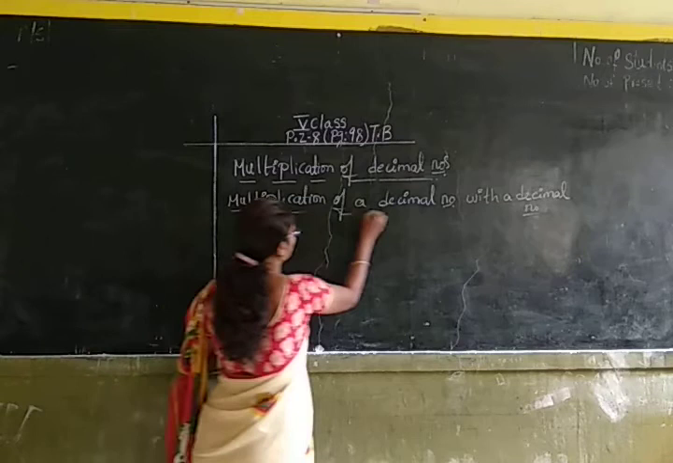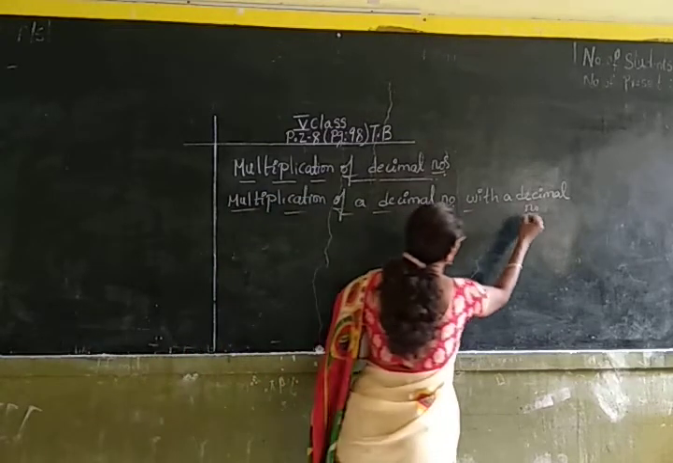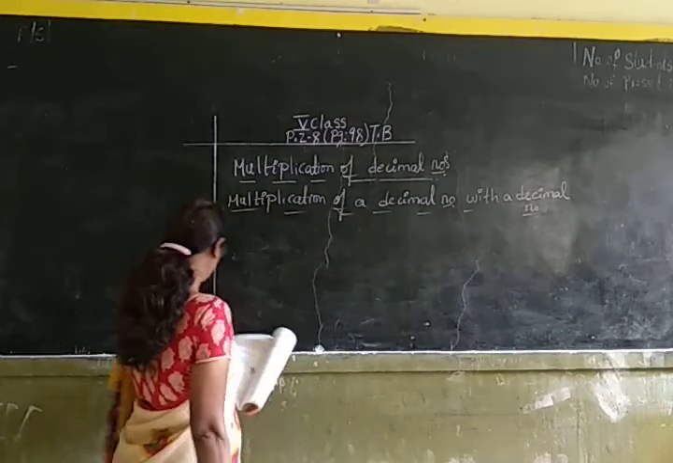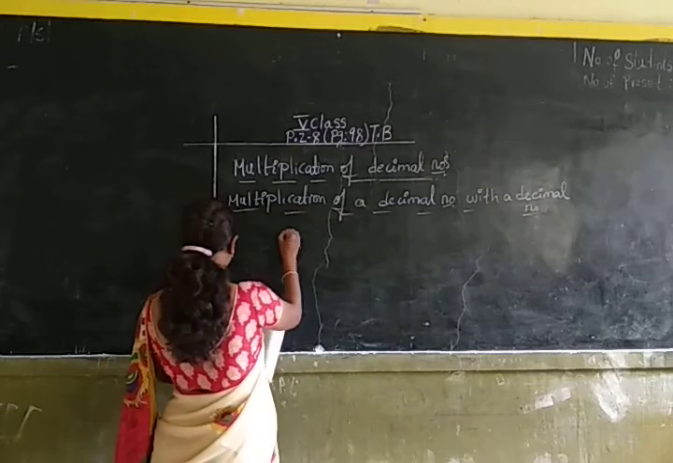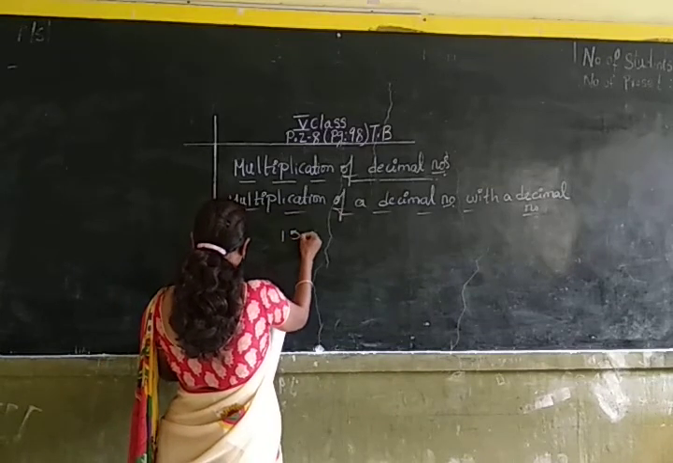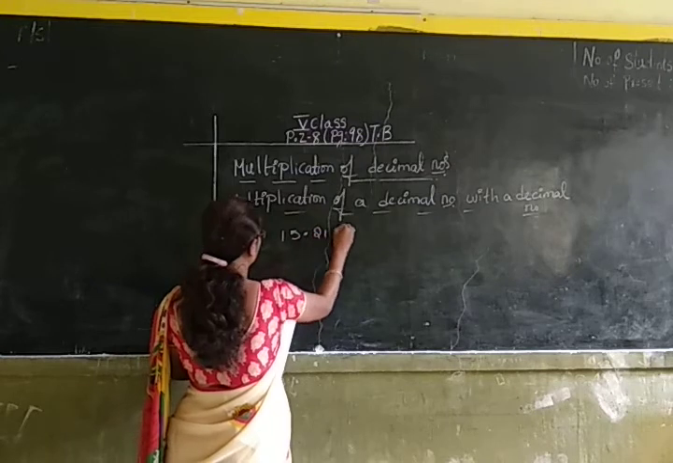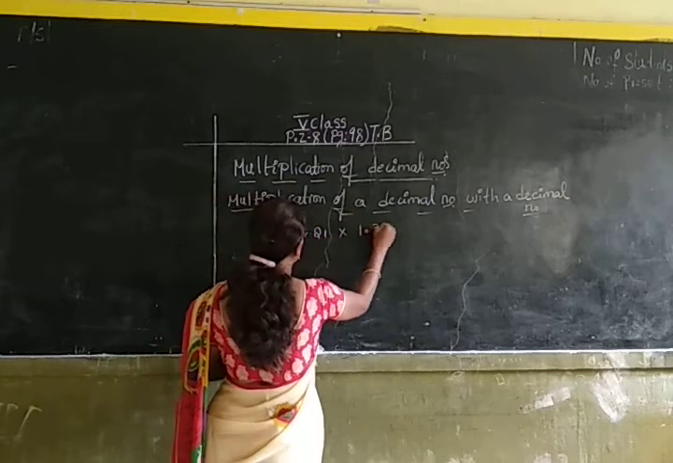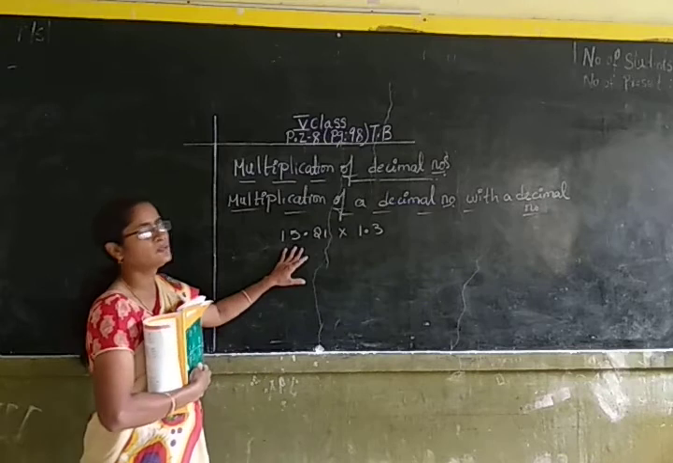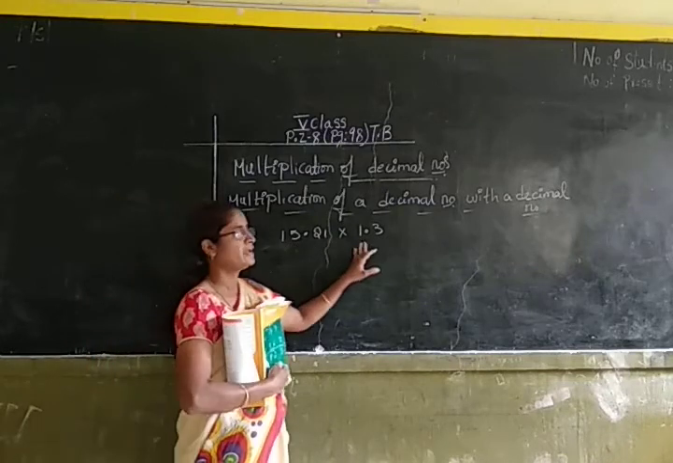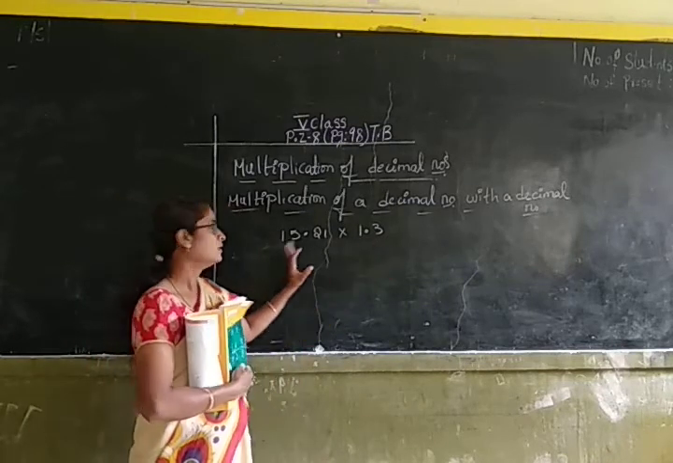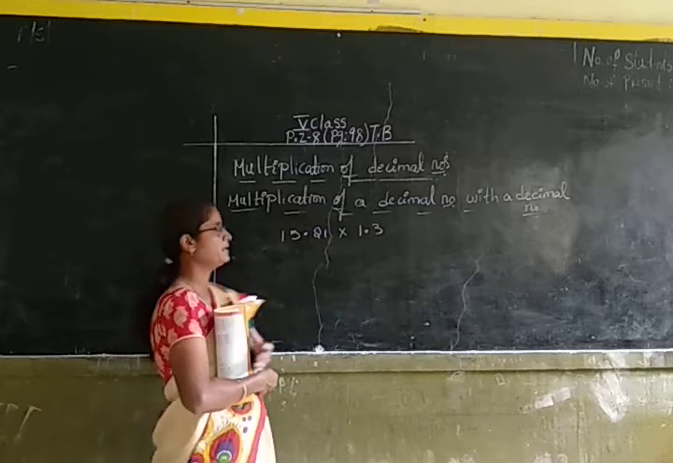Okay children. Let us learn it with an example. So let us take the example of 15.21 into 1.3. Here 15.21 is a decimal number and 1.3 is also a decimal number. Now let us multiply these two decimal numbers.